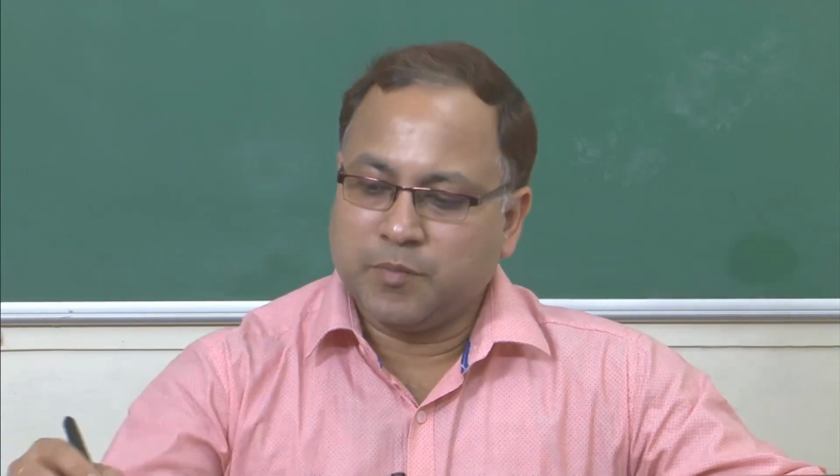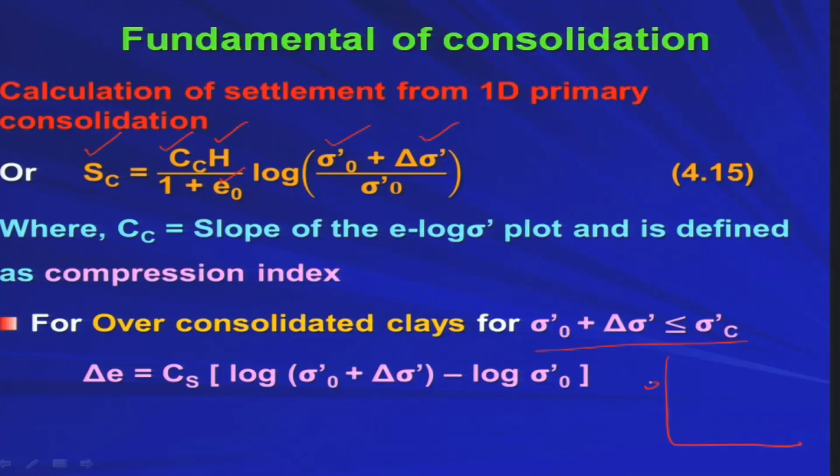Am I right? So, if you recall your e log sigma prime plot, it is something like this, and this is your sigma c prime. So, you are within this region. If you are within this region, that means whatever increment of load is happening in the application of the load is well below the pre consolidation pressure. So, soil will be behaving as over consolidated soil by definition.